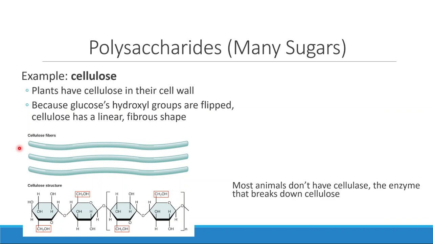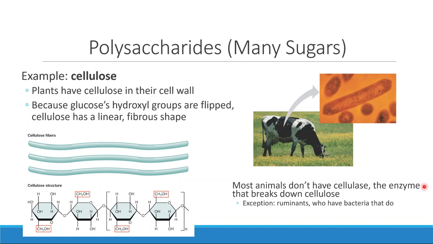The thing with cellulose is that most animals, including humans, don't actually have the enzyme that's used to break down cellulose. So we have the specific enzyme called cellulase that would chop up cellulose for us, except we don't have it. Most animals don't have it, but what do have it are animals called ruminants. And ruminants are animals like a cow or other grazers like deer.